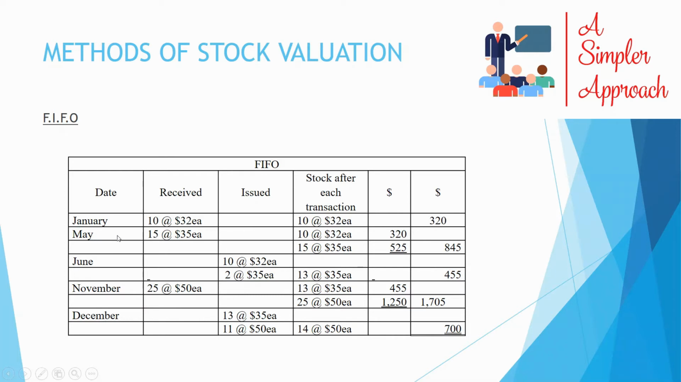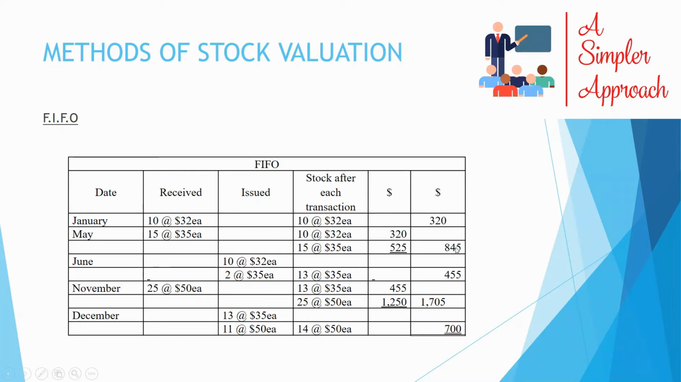In May, we bought 15 items at $35 each. What do we now have? We have the 10 at 32 that was bought in January. That is still there. There's no evidence of it being sold, so it is still there. Then we have the 15 at 35 that we just bought. How much do we have in total?